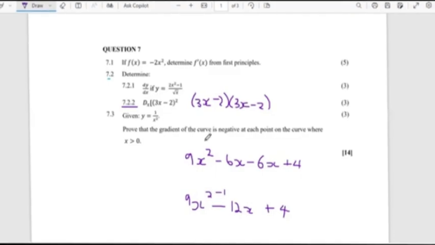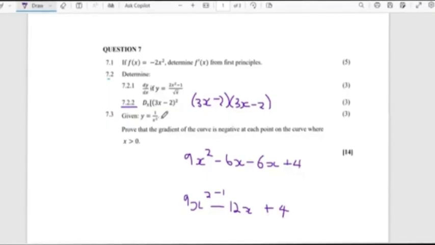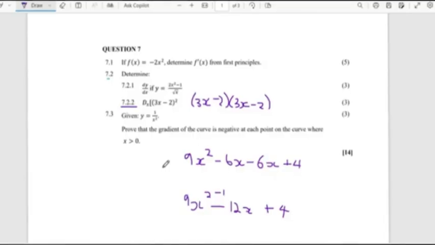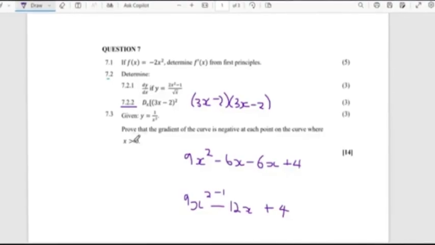Now, we need to prove that the gradient of the curve is negative, right? Meaning that at each point whereby our x is greater than 0, the gradient should be negative. Now, we're going to first find the first derivative of this. And after finding the first derivative, we know that whenever you substitute any point which is on the graph, any x value which is on the graph, you should get the gradient at that point. So in this case, we need to substitute any x value which is greater than 0, or any x value which is a positive value. After we substitute that positive x value, we need to find our gradient as negative. Basically, your final answer should be negative irrespective of what positive value you substitute. Now, in order for that to make more sense, let us go about doing that, right?